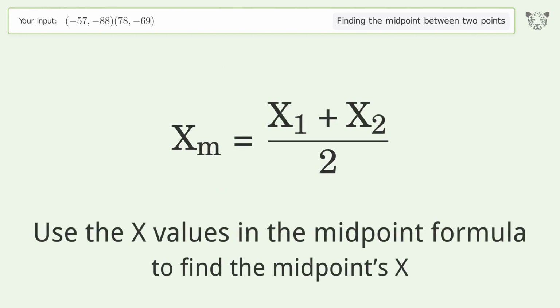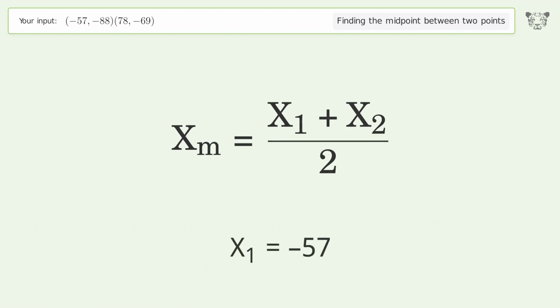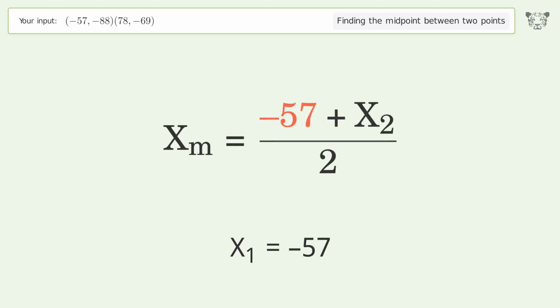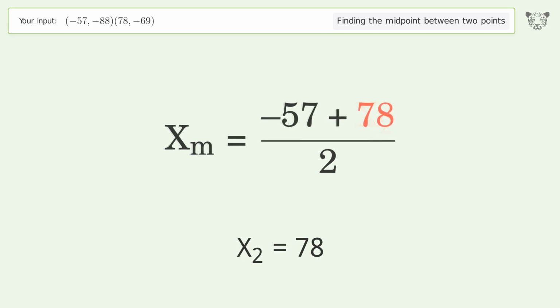Use the x values in the midpoint formula to find the midpoint's x. x1 equals negative 57. x2 equals 78. Simplify the arithmetic.